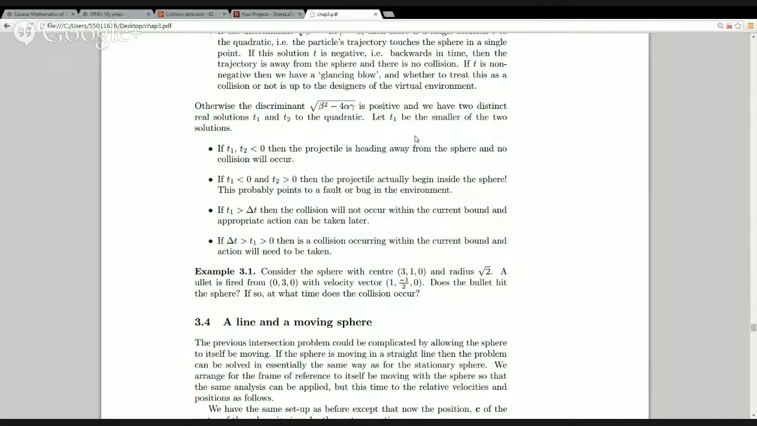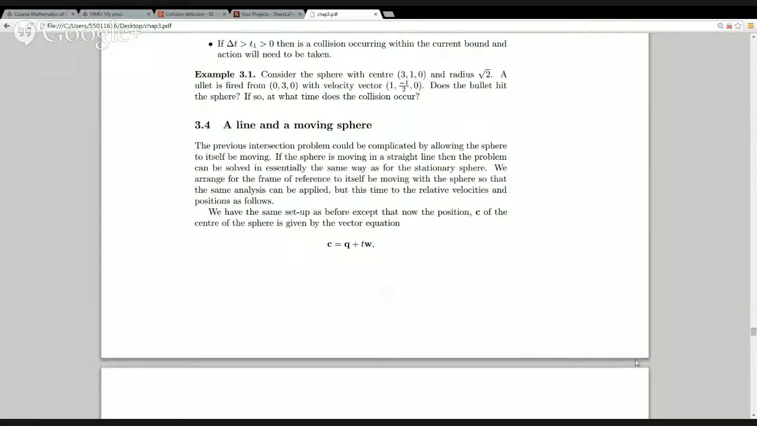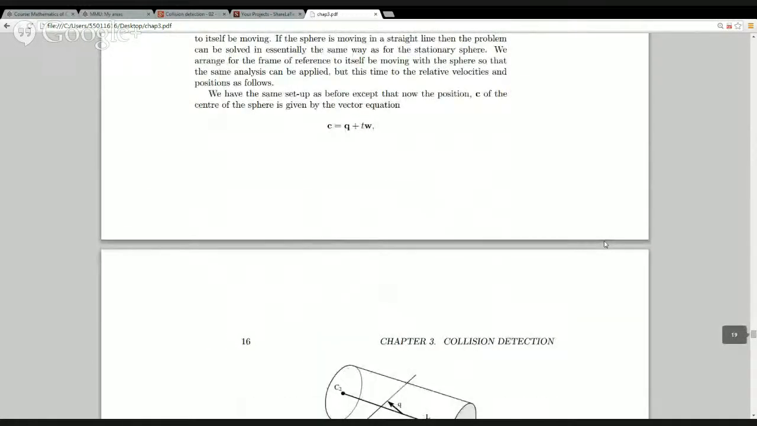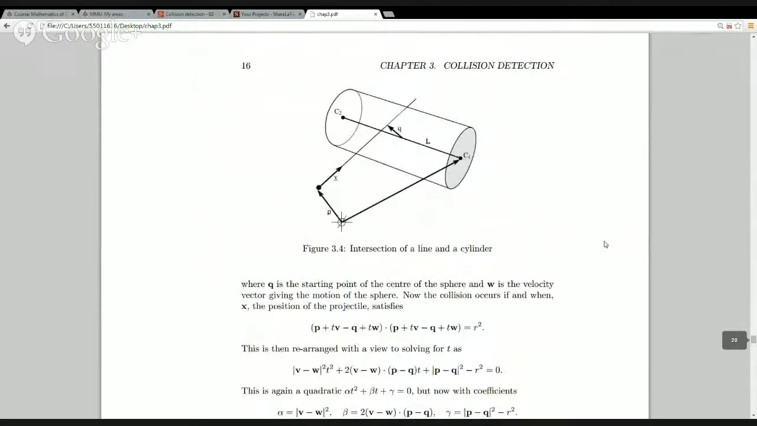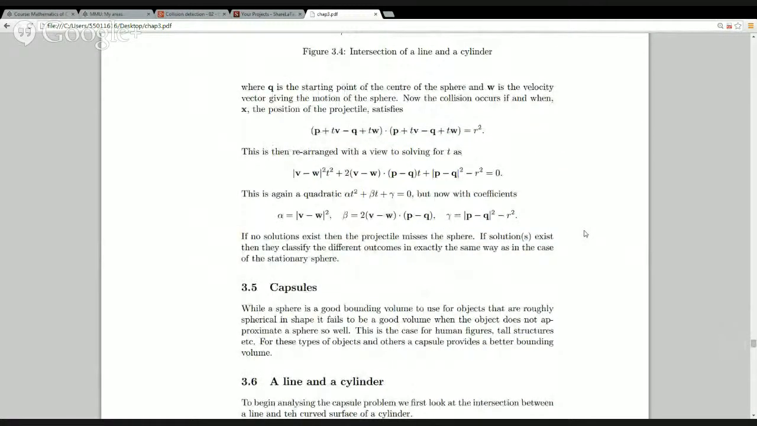If we attach the origin to the moving sphere, then the sphere is stationary. And we're just back to this simple setup, which we've already solved. So let's just look at how that's done. We use the same setup as before, except now the center point C of the sphere is no longer stationary. It itself is moving, and we're going to think of that moving along a linear path. So C is actually a function of t. C is q plus tw. Ignore that cylinder. That's the figure for the next problem. So C is q plus tw.